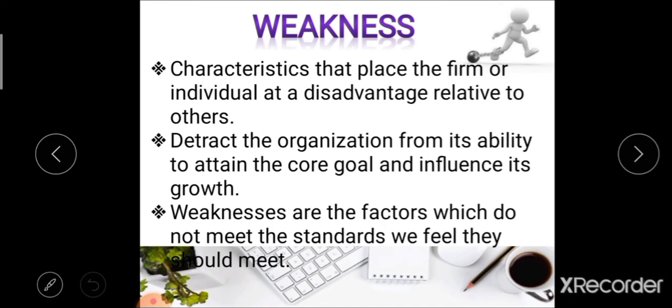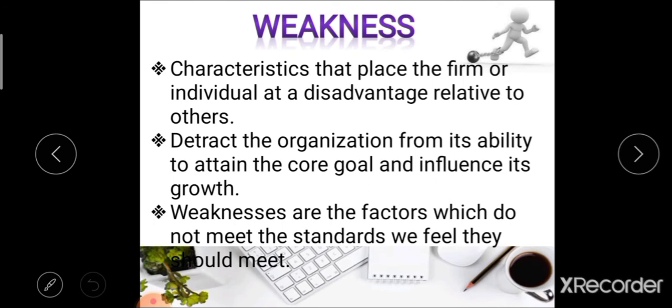Okay, these weaknesses distract the organization from its ability to attain their core goal and influence its growth. Okay, so this weakness is negatively related with business organization, and this weakness is an internal factor which negatively affects the business organization. So these weaknesses distract the organization and also distract the ability to attain the goal and also influence the growth of that particular business organization.